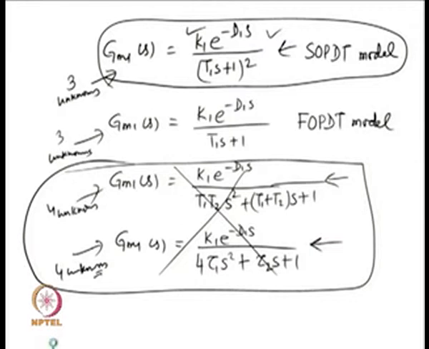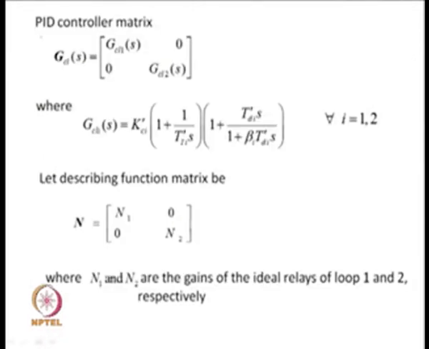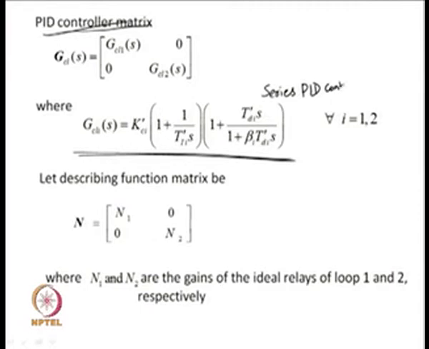Okay. Now, the PID controllers will be given by the series form of PID controller. So, this gives the dynamics of a series PID controller, where you have got beta in the PID controller as beta 1 and beta 2.